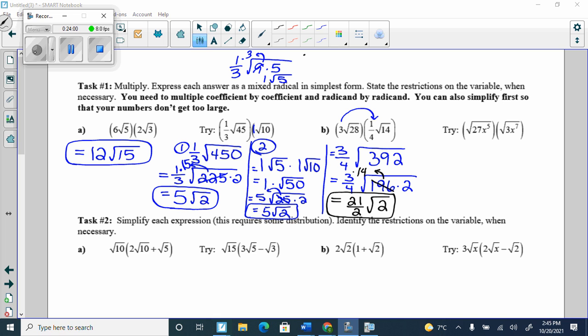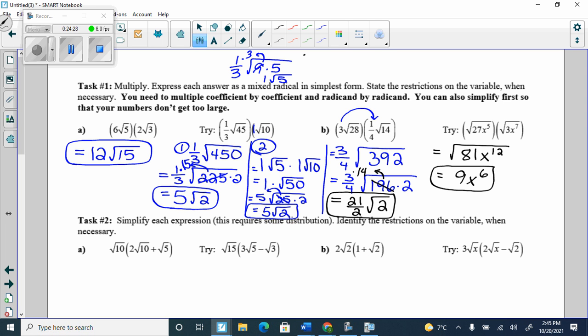This one we're going to get the square root of 81x^12. The 81 can come out as a 9, and the x^12 can come out as an x^6. The square root sign goes away, so they're both perfect squares.